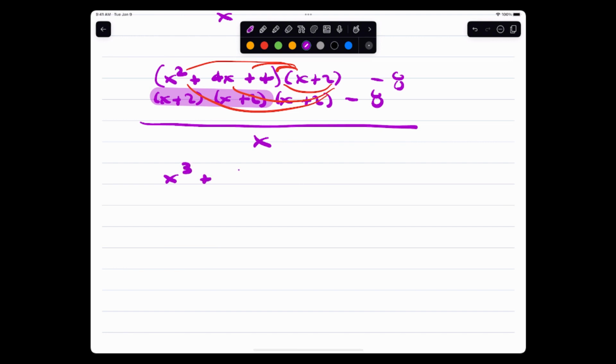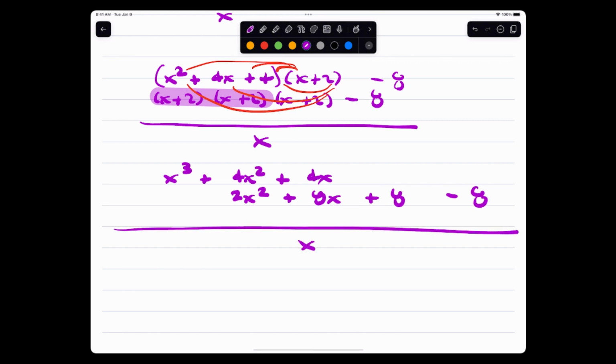x cubed plus 4x squared plus 4x. I multiplied x with everything. Now I'm going to multiply 2 with everything, and I'm going to put it under the term that's of the same type. So 2 times x squared is 2x squared. 2 times 4x is 8x. And then 2 times 4 is 8. And don't forget there's a minus 8 over here. And then everything's over x.